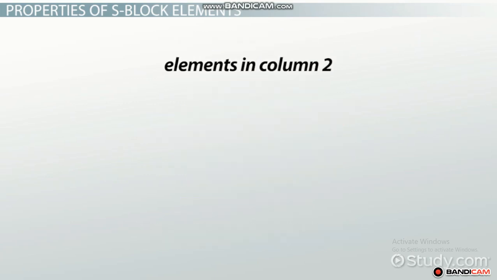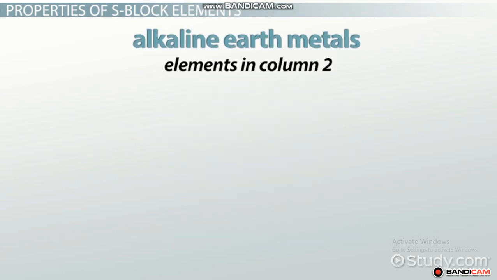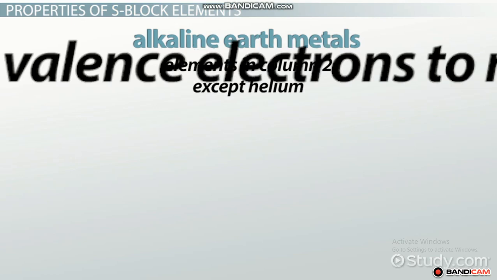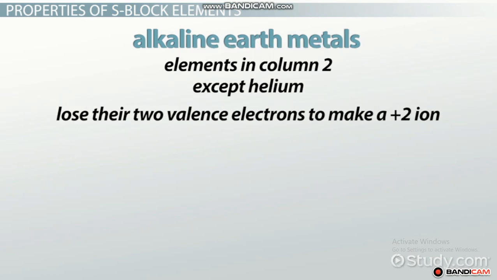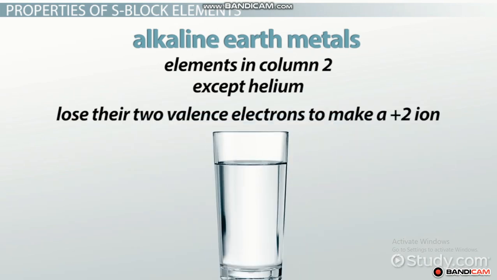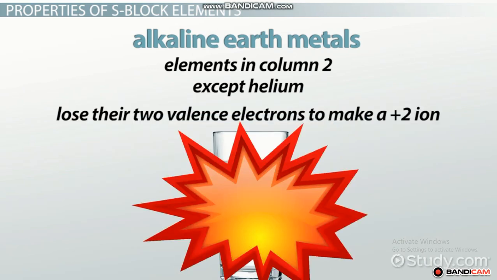The elements in column 2, known as the alkaline earth metals, except helium, always lose their 2 valence electrons to make a +2 ion. Like the alkali metals, the alkaline earth metals are silvery, shiny, and relatively soft. Some of the elements in this column also react vigorously with water and must be stored carefully.